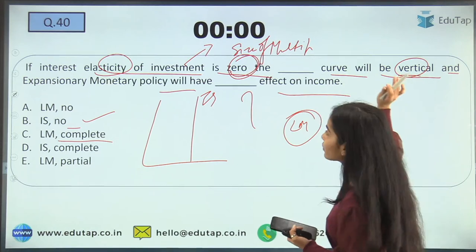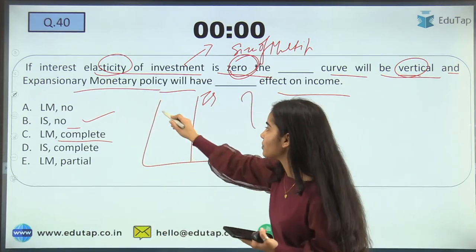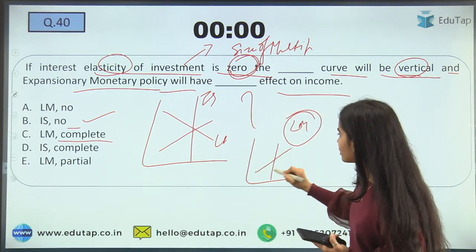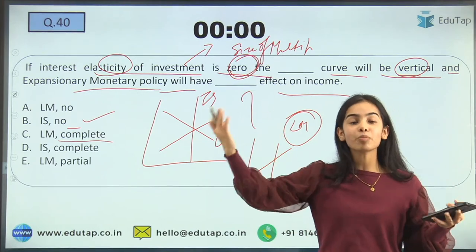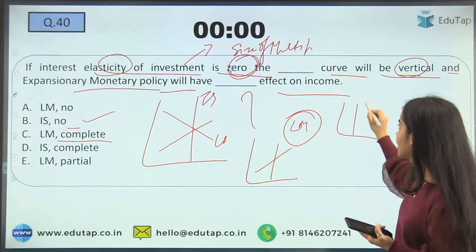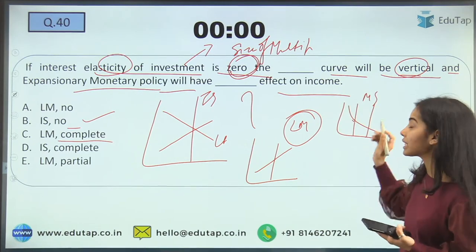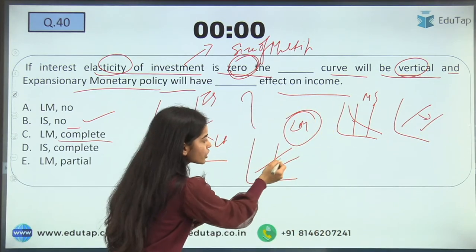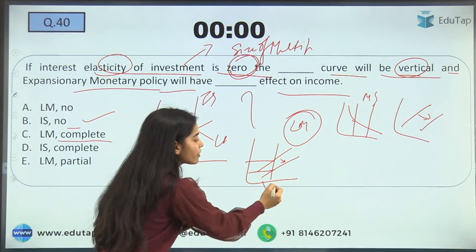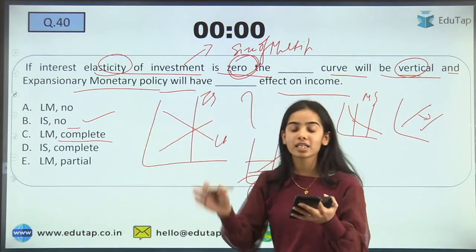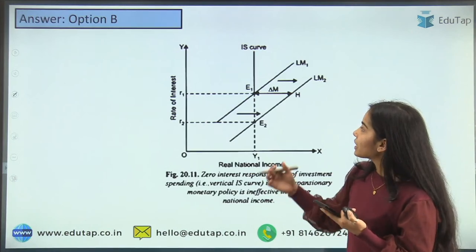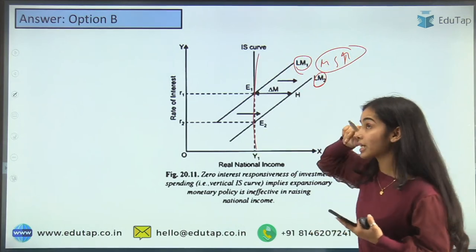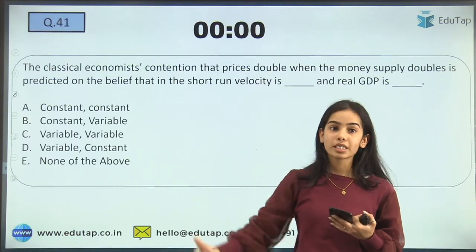So it will be vertical, and expansionary monetary policy means the LM curve will be this. If expansionary monetary policy is there, that means money supply is increasing, and when the money supply is increasing, the LM curve shifts rightwards. The interest rate will decrease, but there will be no effect on the income because the IS curve is vertical. So B is the right answer. The LM curve will shift because of the money supply increase, and the IS curve is vertical because the interest elasticity of investment was zero.